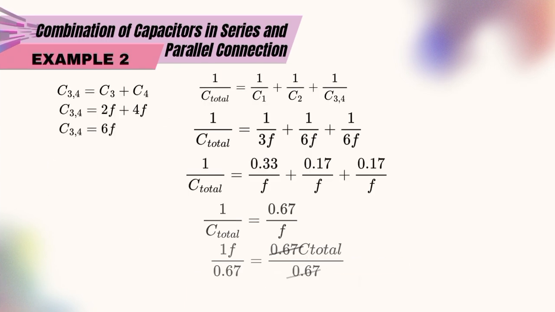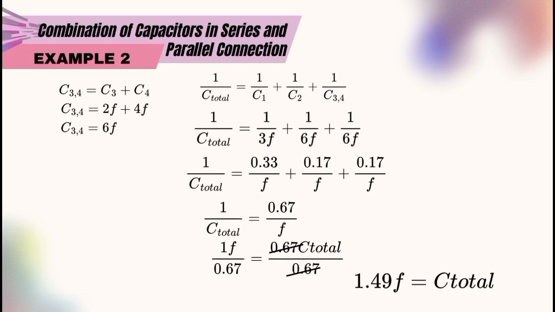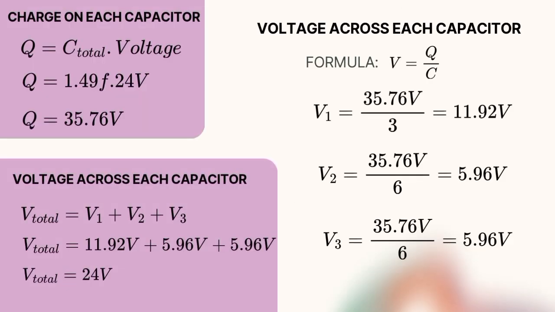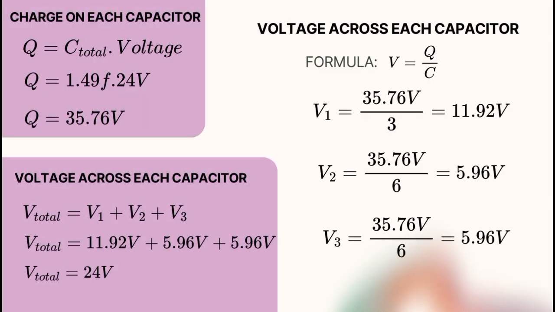Again, sum up capacitors 3 and 4 because it's in parallel connection. For the next step, again, total capacitance: sum all the capacitors, then cross multiplication. After the cross multiplication, we will cancel the 0.67 in the right side to determine this total capacitance. Then 1 divided by 0.67 is equal to 1.49 farads, which is the total capacitance. For the charge on each capacitor, we will multiply the total capacitance and voltage. So the answer will be 35.76 coulombs.